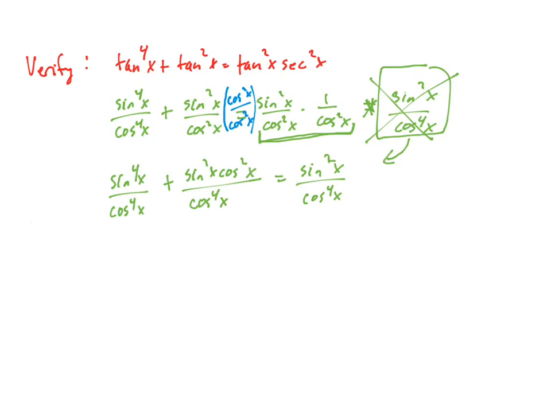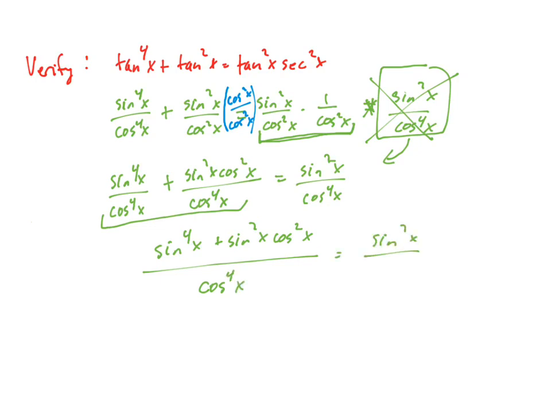Okay, so on the left-hand side here, I have a common denominator, so I can add these two fractions. So sine to the fourth of x plus sine squared of x cosine squared of x divided by cosine to the fourth of x. And what we notice is that the denominators are the same on both of these, but the numerators are not the same. So what we can see is that on the left-hand side in the numerator here, there's a common factor in each term. Okay?